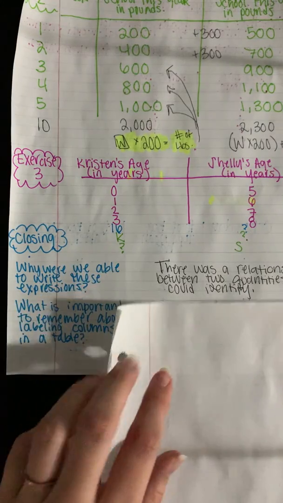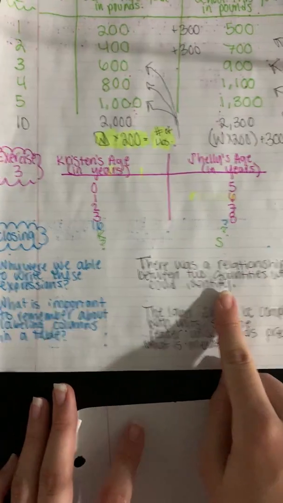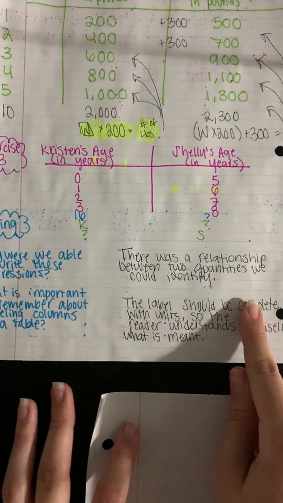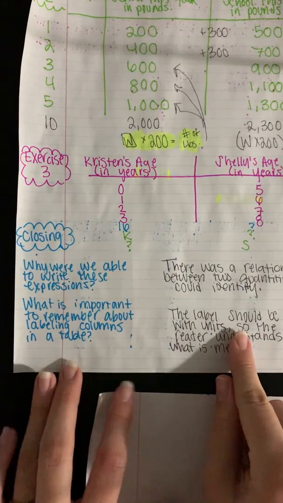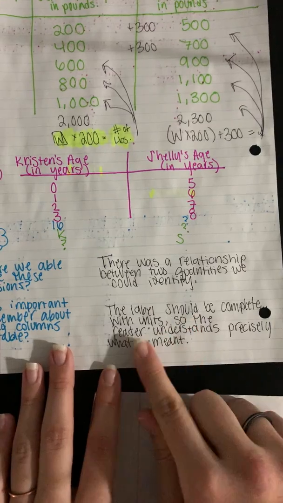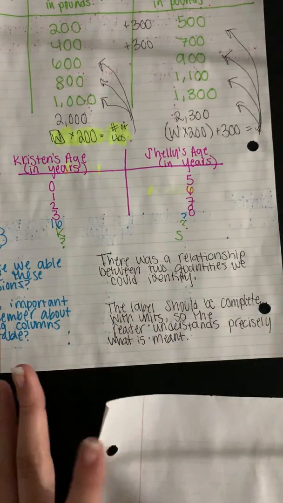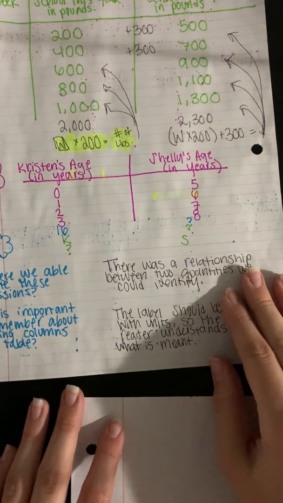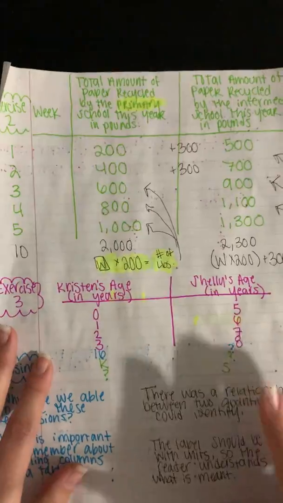We were able to write these expressions because there was a relationship between the two quantities that we could identify. And it is important to remember that the label should be complete with units so that the reader understands precisely what is meant by the chart.